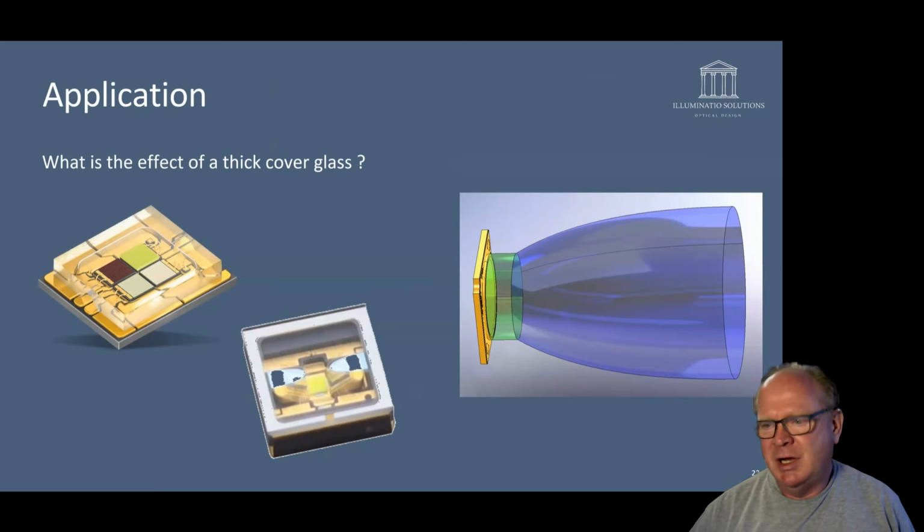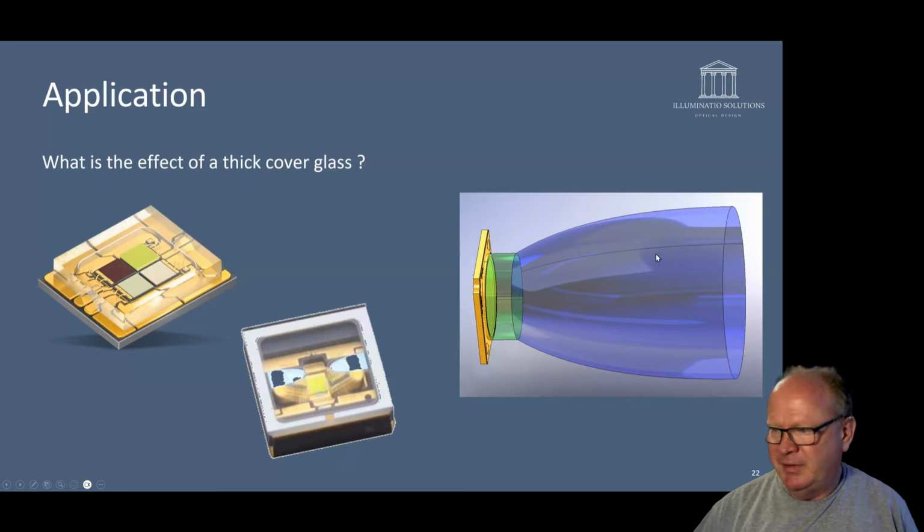Okay, one application I want to show you. Imagine a situation, I have a light source and I have some primary optics. I have shown you a CPC here, but it could be whatever. And unfortunately, the light sources come with a very thick cover glass. There might be different reasons. I think the LED manufacturers are afraid that we, as the customers, would destroy the bond wires or whatever.